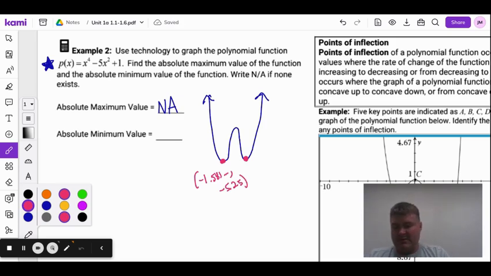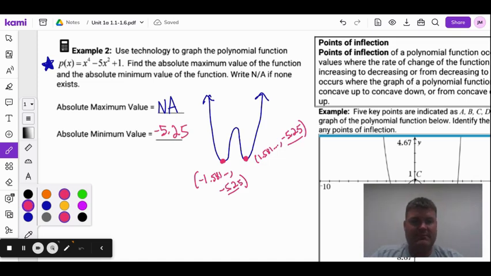Okay. I'm going to do the same thing to find the other side. And this happens to also be right over here. 1.581 with more numbers available to us. We don't round till we're done with our answer. Comma negative 5.25. So they actually have the same y values right here. So they have the same minimum value, the absolute minimum value. So that's going to be negative 5.25.